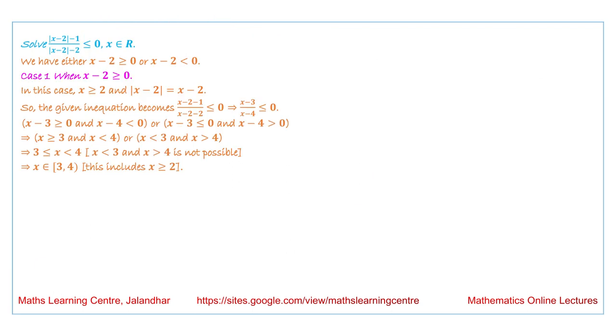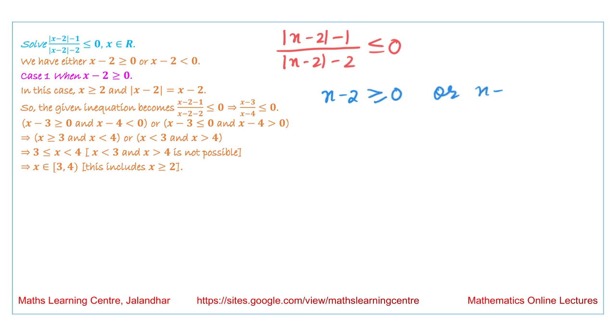Next, we have to solve this inequation. It is mod of x minus 2 minus 1 divided by mod of x minus 2 minus 2 is less than or equal to 0. Now in this case, we do not know the sign of the denominator part, so we cannot cross multiply these terms. To solve these kinds of problems, we are going to say that the value of x minus 2 either can be greater than or equal to 0 or x minus 2 can be less than 0.